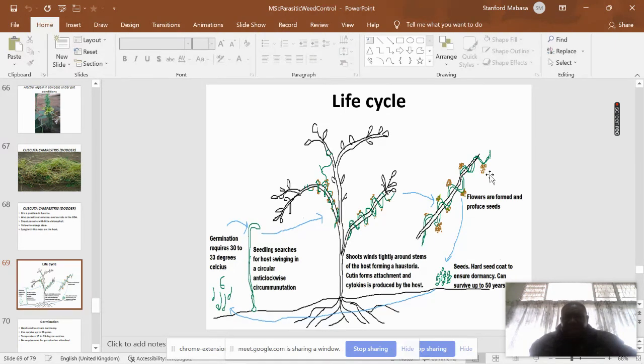After that, the parasite will form flowers. This could be white flowers. Then it forms seeds. The seeds can drop to the ground, and they have a hard seed coat, which enables them to have dormancy, and they can survive for 50 years. So it's quite a problematic parasite.